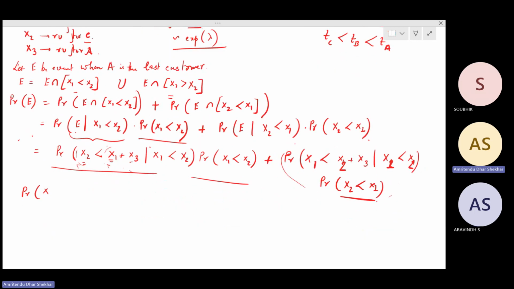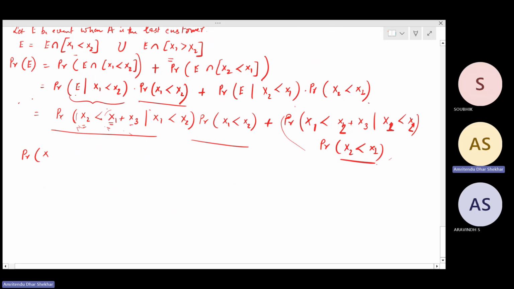Let's draw a diagram. What is happening over here? Here we have a condition: x1 is smaller than x2. Let's say Bob takes x1 time, so he finishes at x1 on the line. Then Alice joins after Bob. Alice takes x3 time, so this finishes at x1 plus x3.